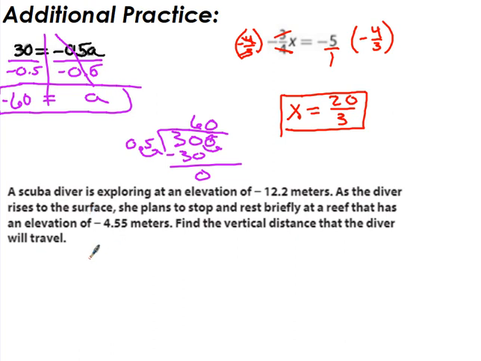So the scuba diver starts at negative 12.2 meters, and they're going to rise to the surface. We don't know how much they're going to rise by. That's our unknown. So let's find the vertical distance that the diver will travel. So they're going to rise up to the surface, and they're going to stop.